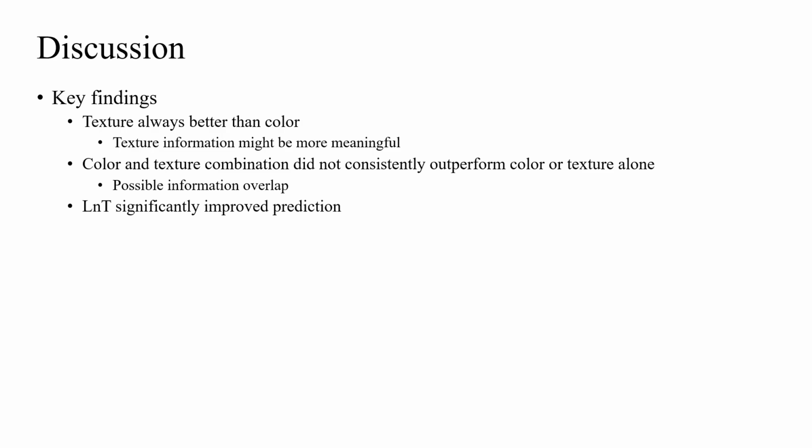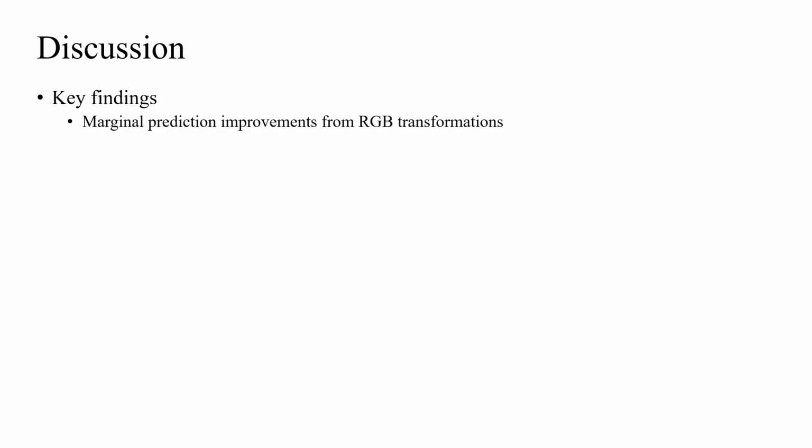This suggested that accounting for factors like soil type, climate differences, and the number of days after plant emergence was crucial, as these could significantly impact plant appearances. Finally, RGB image transformations offered only marginal improvements to prediction results compared to using features from the original RGB images.